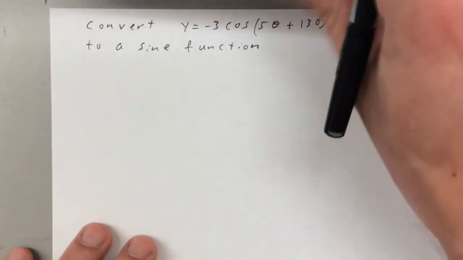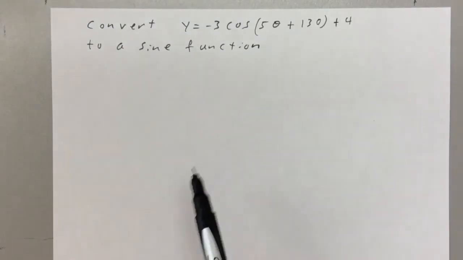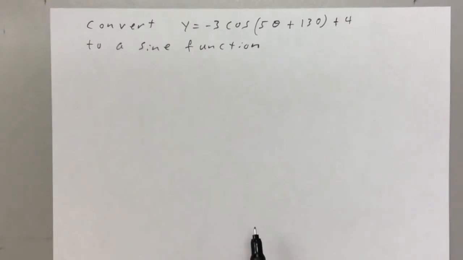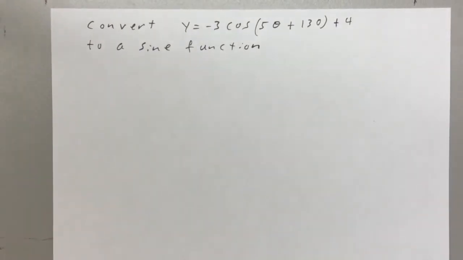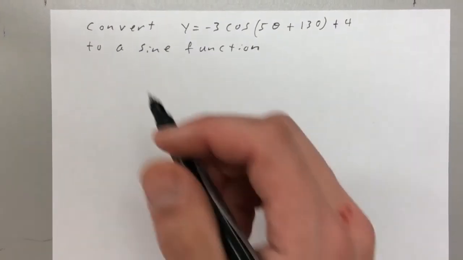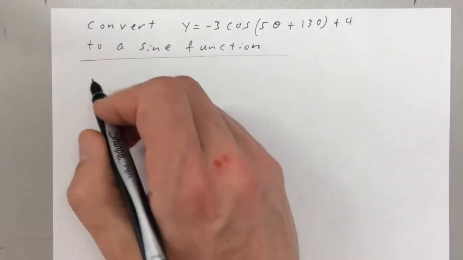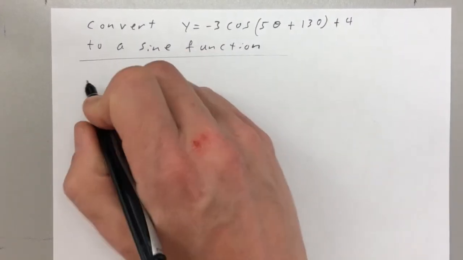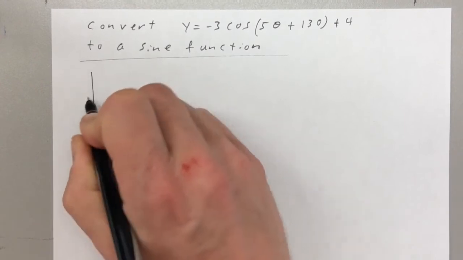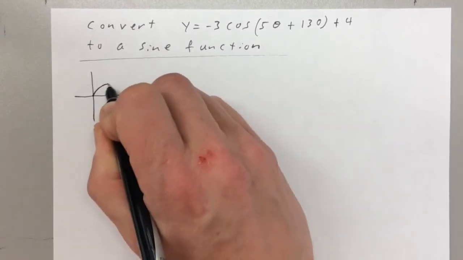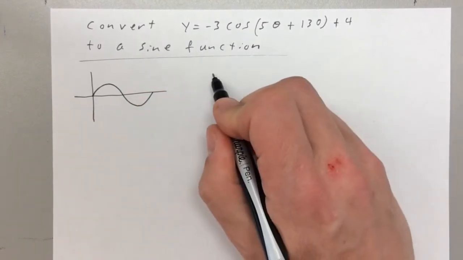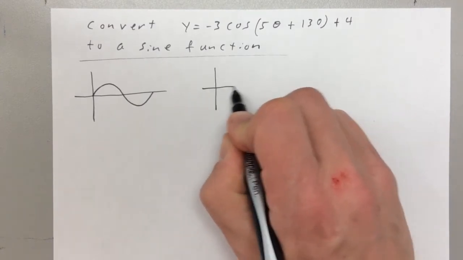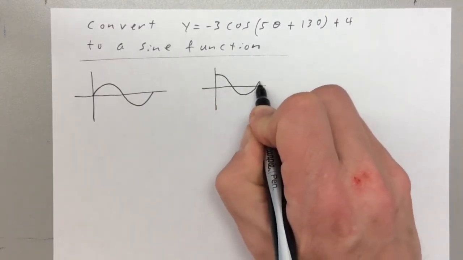Now, say we want to convert this function to a sine function. Well, in order to do that, we have to look at how to convert sines to cosines and cosines to sines. Okay, so if we look at the two functions, here's a sine function, and here's a cosine function.